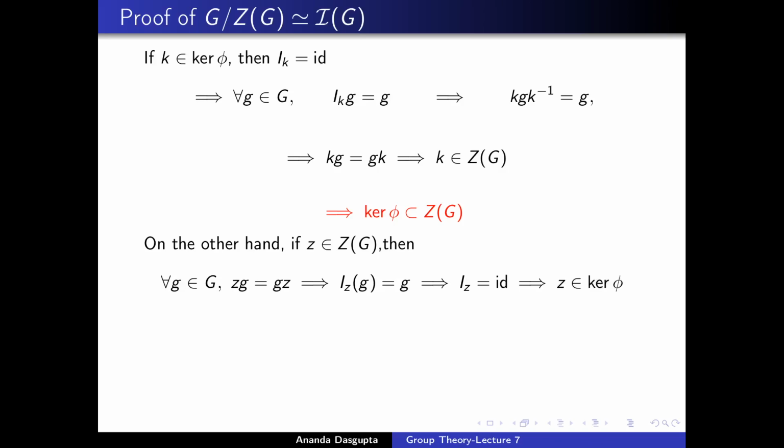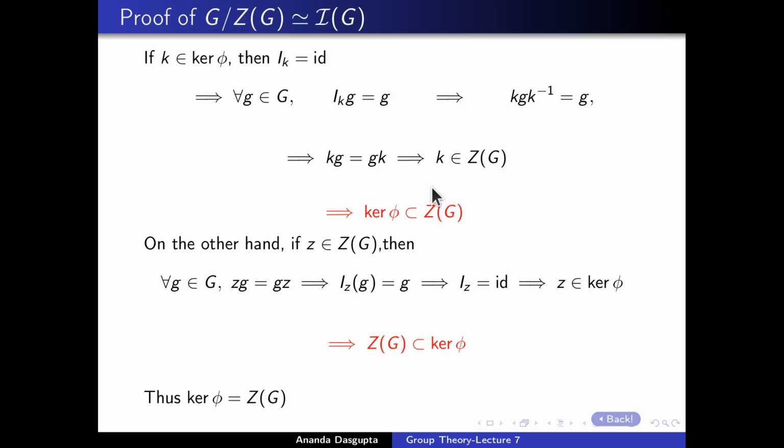And hence, every element of the center is also in the kernel of phi. Z(G) must be a subset of the kernel of phi. Hence, both sided inclusion has been proven. Kernel of phi is the same as Z(G). And that's all you need for the proof.